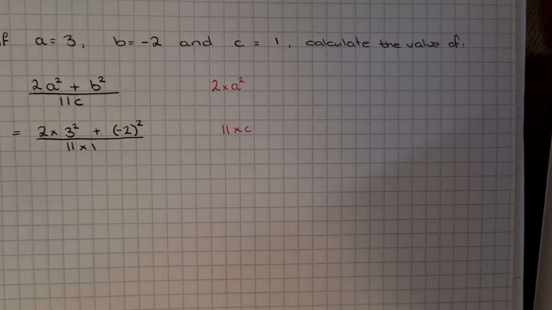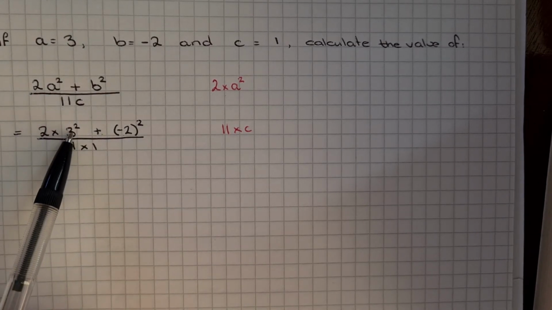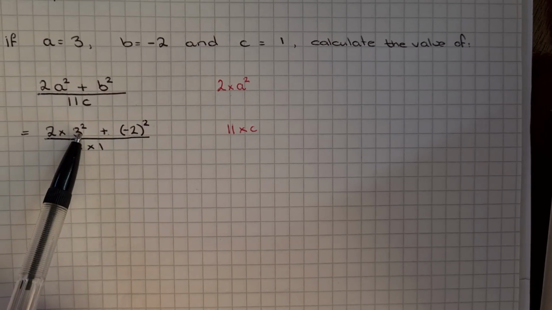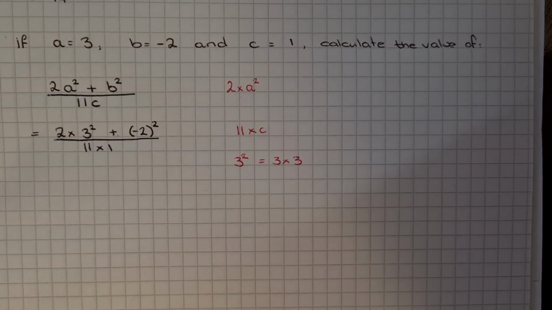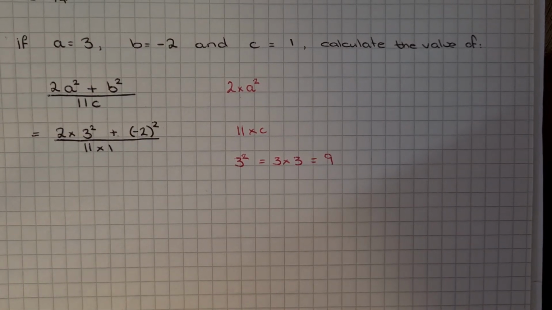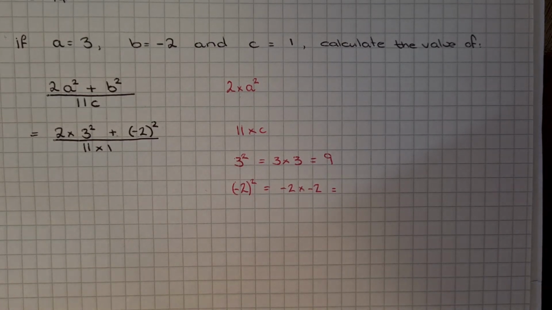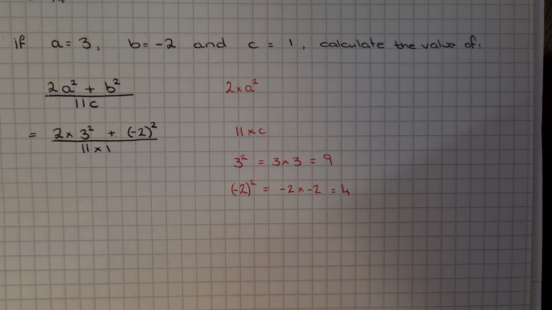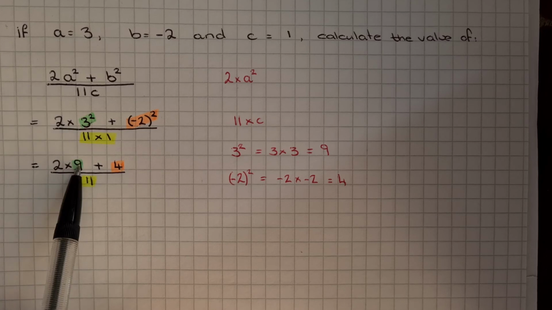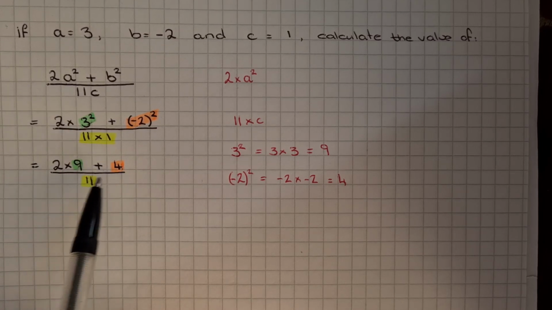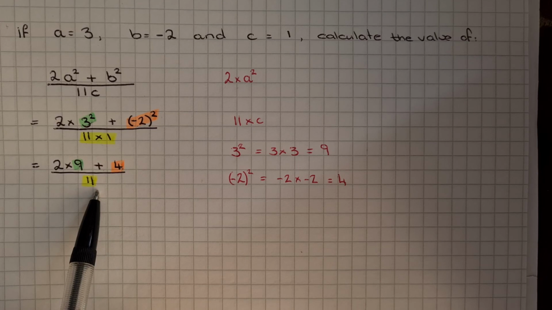Now, using BODMAS, the first thing that we're going to have to do is calculate these squared values. So we're going to need to calculate what 3 squared is, and we're going to need to calculate what -2 squared is. 3 squared is the same as 3 times 3, so the answer is 9. -2 squared is the same as -2 times -2, so we've got a negative multiplied by a negative, so the answer will be +4. So we'll have 2 times 9, now I've highlighted what's happened, plus 4 all over 11, because 11 times 1 is just 11.